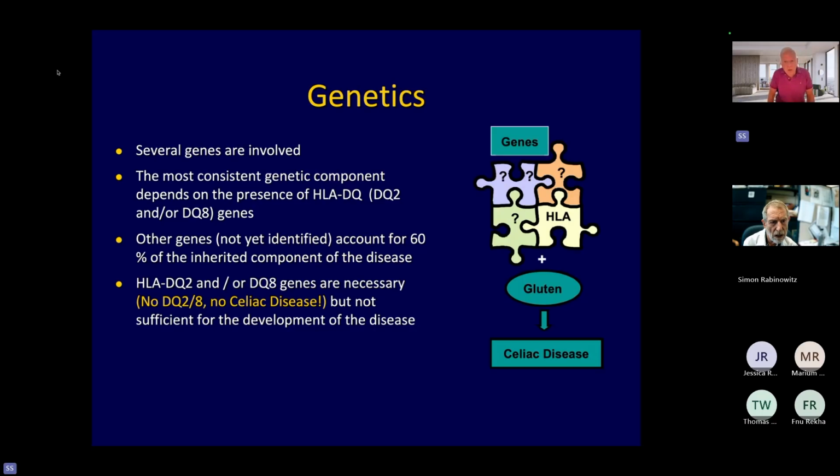So, as I hinted earlier, several genes have to be involved in the syndrome. The most consistent genetic component depends on the presence of the HLA-DQ2 and/or DQ8 genes. Other genes that have not yet been identified account for what is estimated to be 60% of the inherited component of the disease. So again, to emphasize yet again, HLA-DQ2 and/or DQ8 are necessary but not sufficient for the development of the disease.